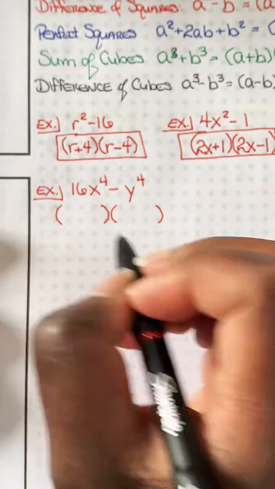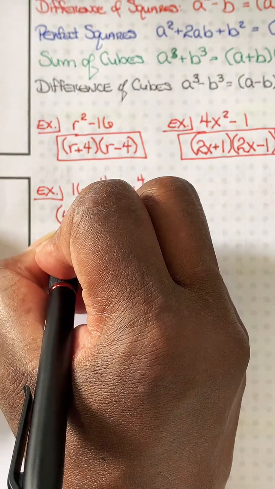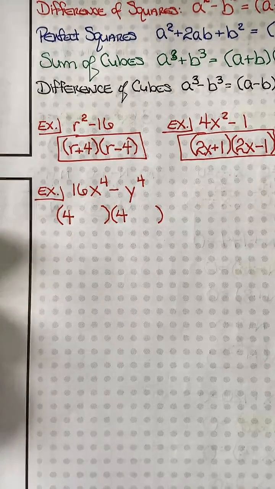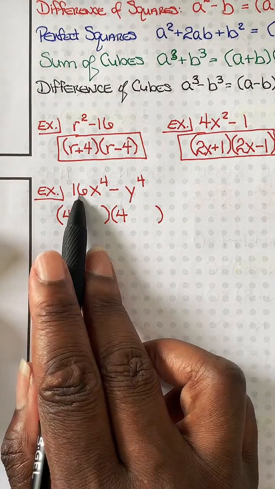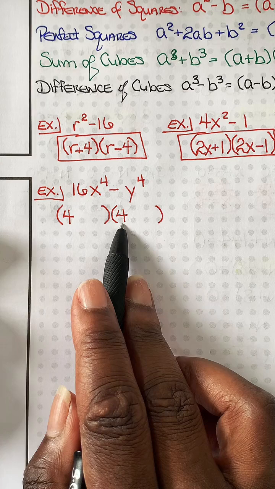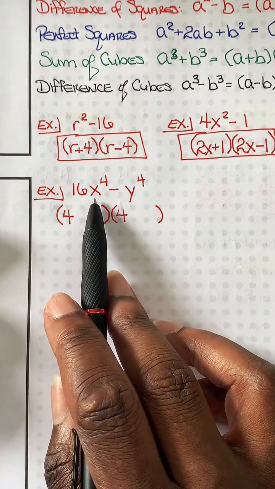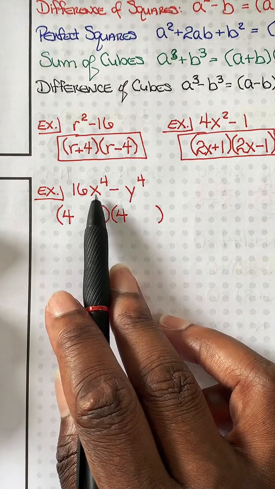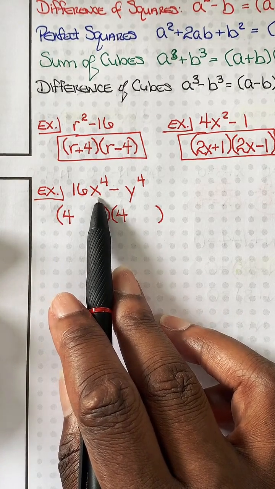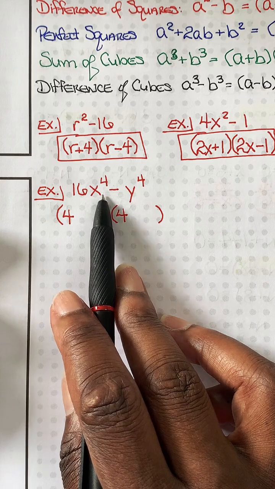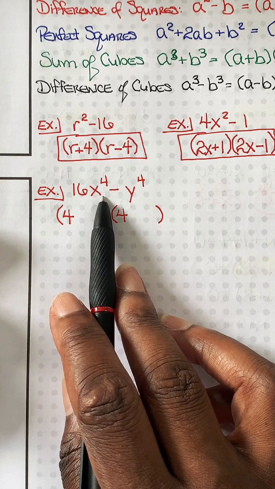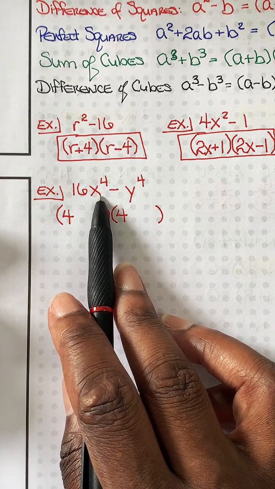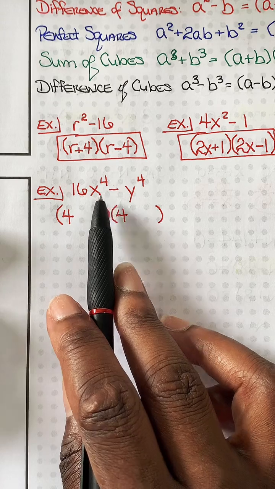So let's split that 16 like you're saying. Let's go with the positives. Okay. So we split that 16 with 4 and 4. So if we could split the 16 with 4 and 4, couldn't we split that x to the 4th? What would that be? What would be half of x to the 4th?